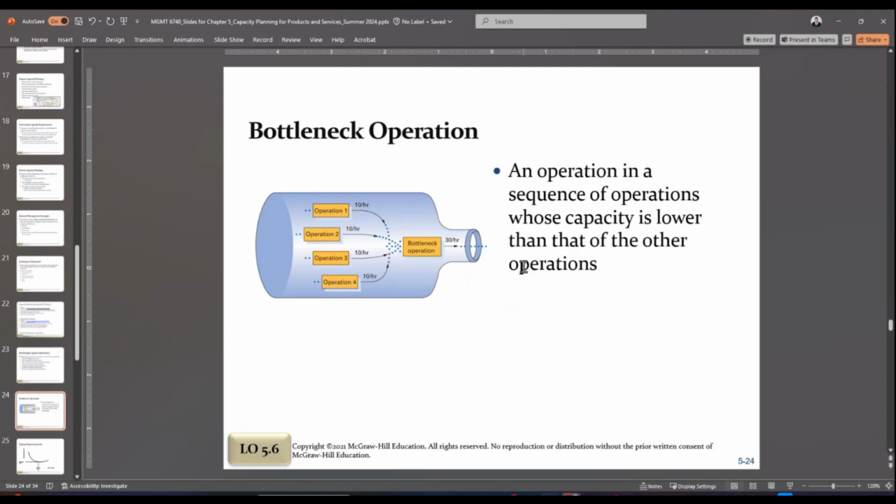And you have seen this in the video as well, but this is what a bottleneck is. So suppose there is one operation that is the slowest.